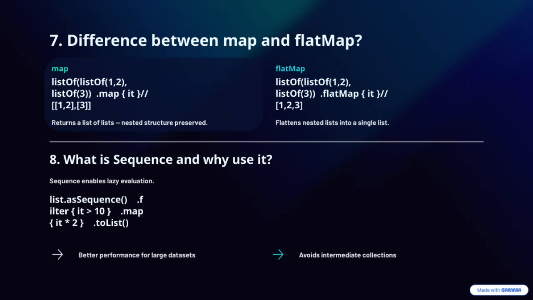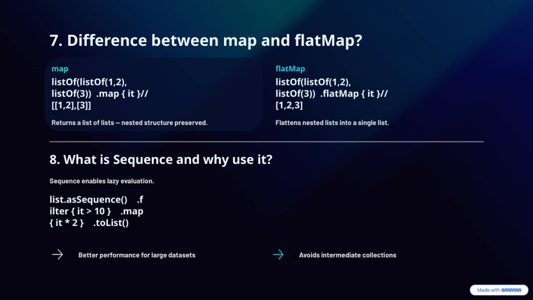Let's talk about the difference between map and flatMap and why they matter. With flatMap, we're able to flatten nested lists into a single list, making it much easier to work with complex data structures. For example, if we have a list of lists, flatMap combines all those inner lists into one unified list, like 1, 2, 3. On the other hand, map preserves the structure. It transforms each element but keeps the nested lists intact.